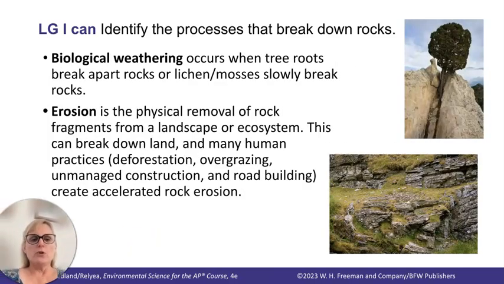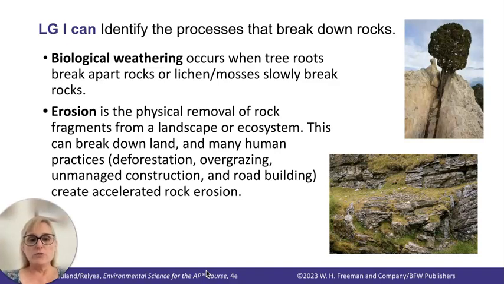Then we have biological weathering. We can see here we have tree roots breaking apart rocks. We have lichen and moss can slowly break apart rocks. And erosion is a term that you need to know. It's the physical removal of rock fragments, and it can also be soil. There's soil erosion as well. From a landscape, from an ecosystem, this can break down land.